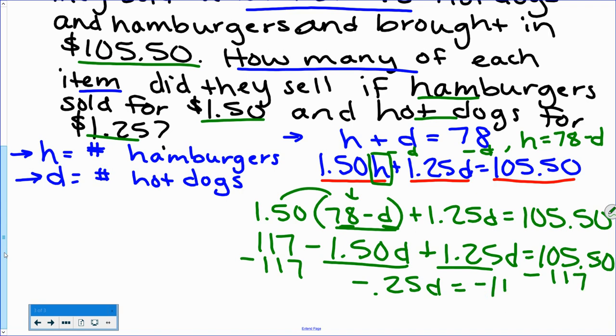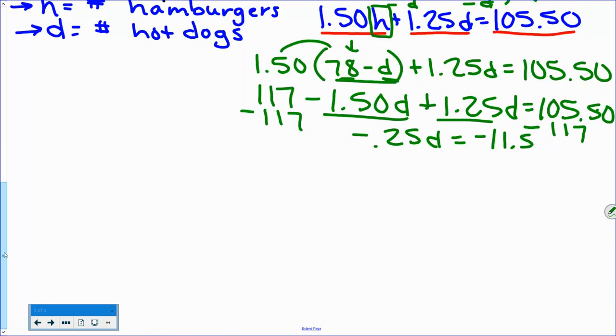And I get negative 11.5. All right, so something that's also nice with word problems is, right now I've got 2 negatives going on, but if I divide both sides by a negative 0.25, it'll come out to be positive. But if I get something that was negative, that wouldn't make any sense, and that clues me in that I have the wrong answer. All right, so that part is nice.